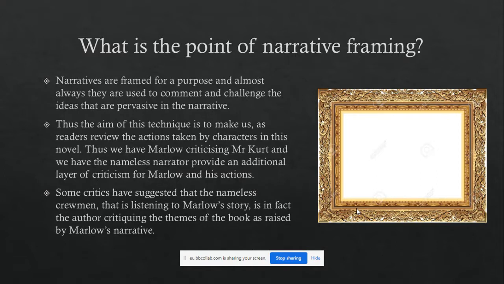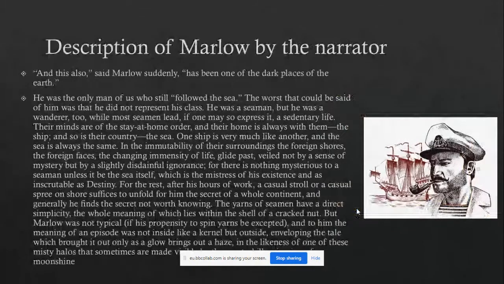Or are you trying to make yourself look better? Or are you reliving this for your own enjoyment's sake? So it allows us to critique the themes that Marlow is raising. And it makes us go, okay, I'm seeing this, but I'm seeing this through Marlow's eyes and then through someone else's eyes. Do I trust it? Do I trust you as a reliable narrator?